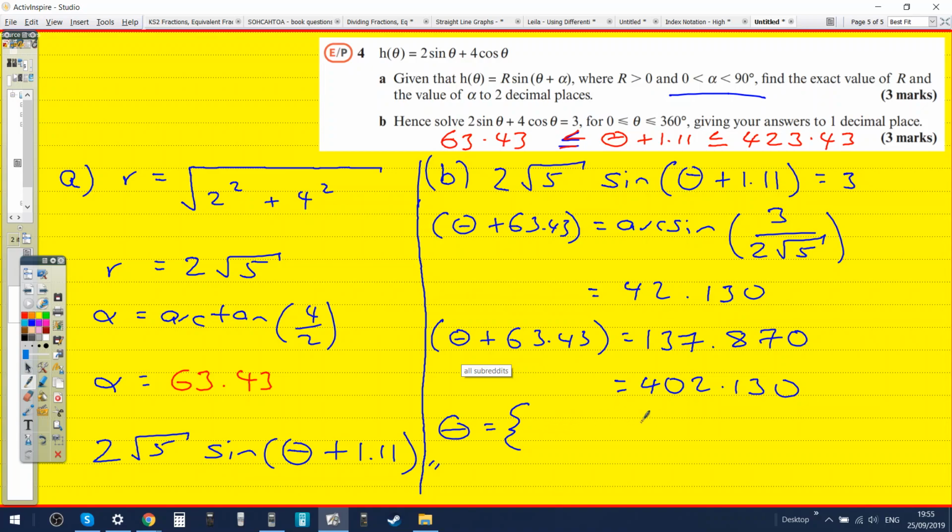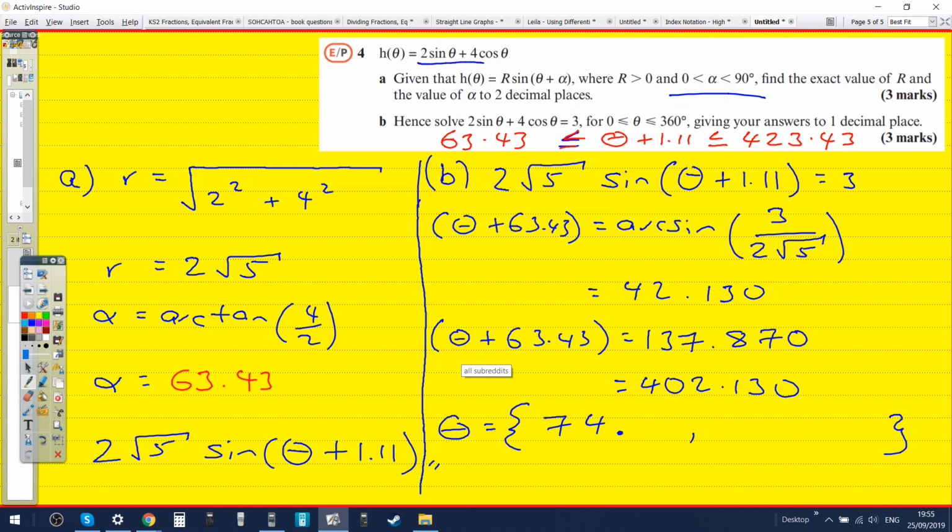Minus 21.3 is too small. Yes, so the minus one is too small, and it starts from the 74 point whatever, and goes from there. Okay. Yes, so I think there were two solutions in total. Any questions there? No.